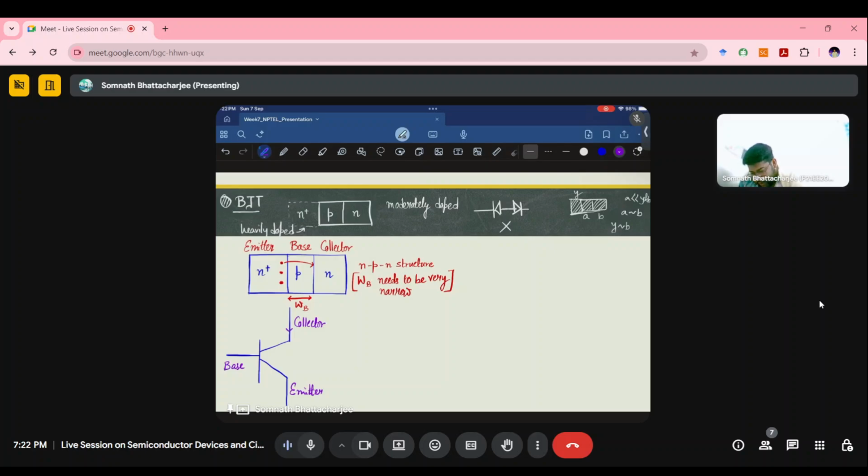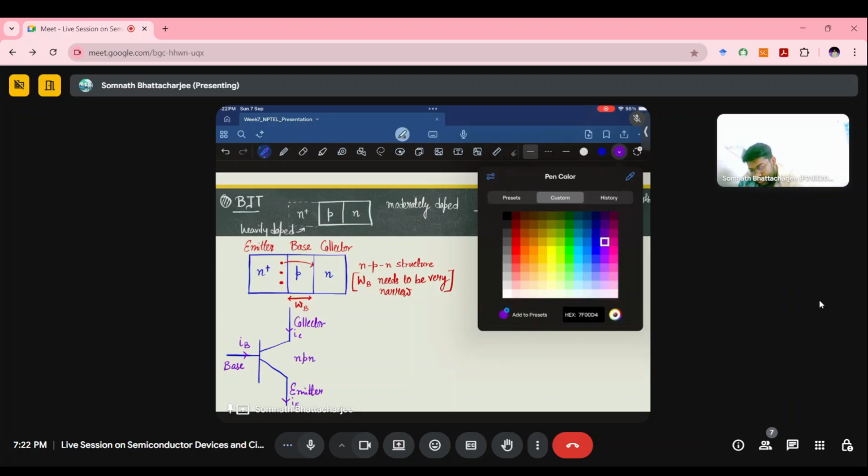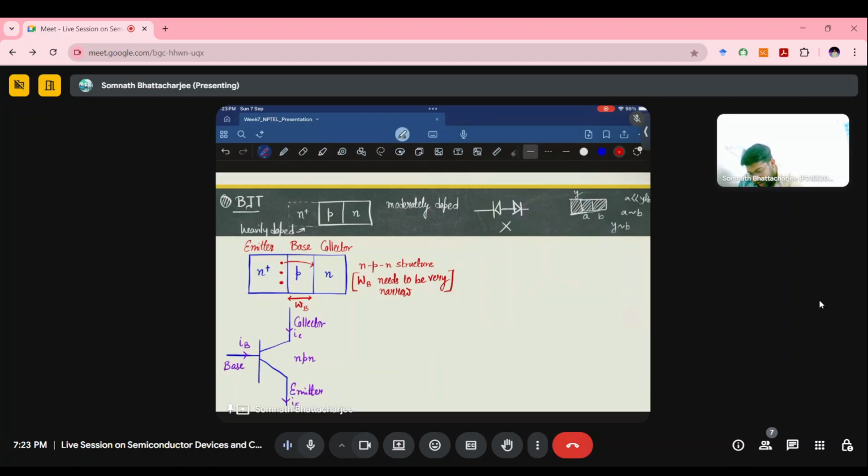Let's say we have a current IC from the collector part, and a current from the base part, that is IB. And we have a current of IE from here, so this is a basic NPN transistor. We are also applying a voltage VC here, that is the collector voltage, and this is the applied VB and this is VE. The total current IE should be the summation of IC and IB.